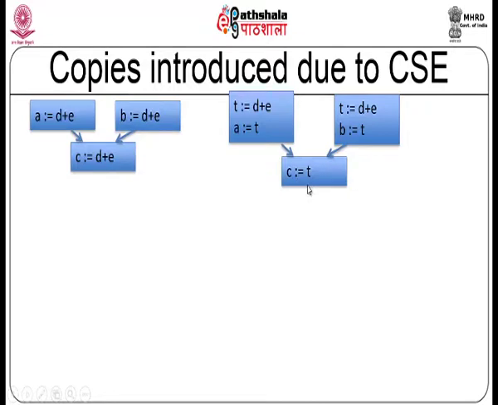copy propagation statement. So when you eliminate common sub-expression, that will create a copy. So a = t is one copy, b = t is another copy, c = t is also another copy, where instead of a, b or c I could use t itself. Okay. So that is the understanding here.